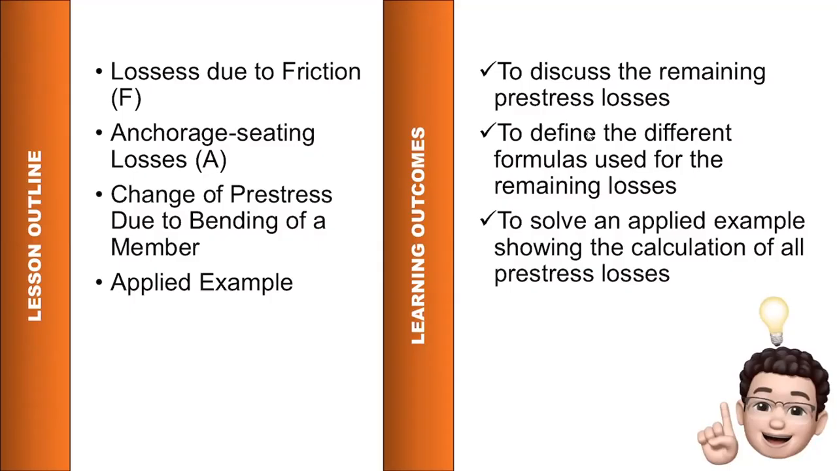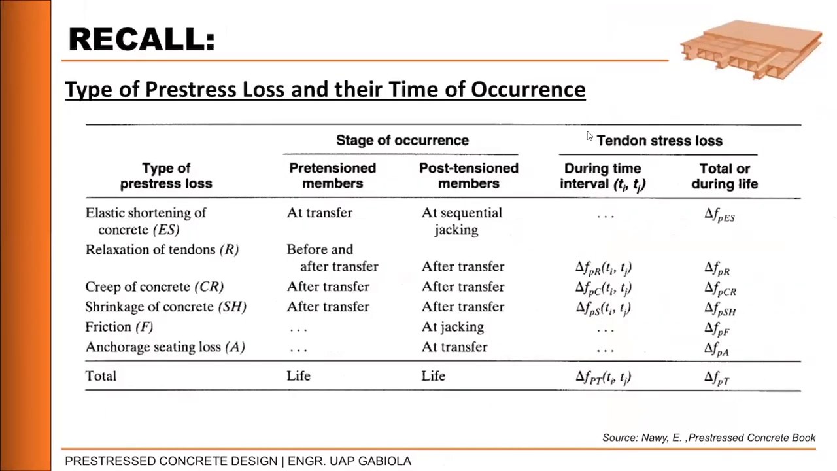Okay? So to start, recall lang natin itong table na to because this is our reference kung ano yung mag-exist na losses depende sa type of system natin. Again, for pre-tension members natin, we are expecting na mayroon siyang elastic shortening, relaxation, creep, and shrinkage. No? And then for post-tension members, we have all our losses.